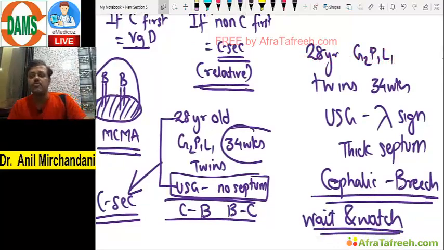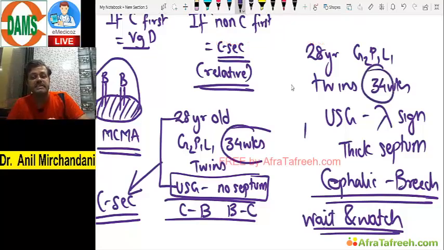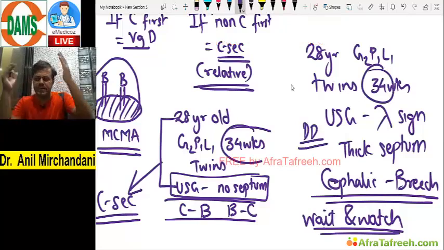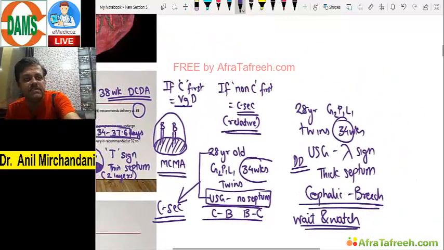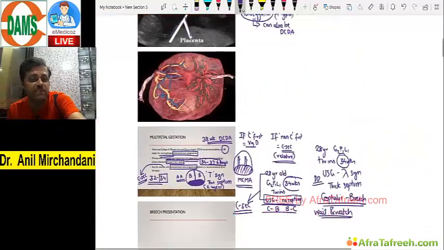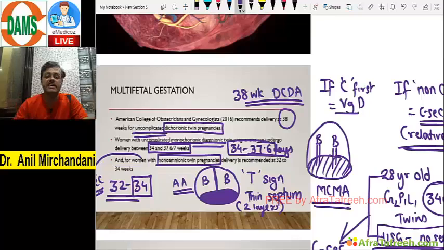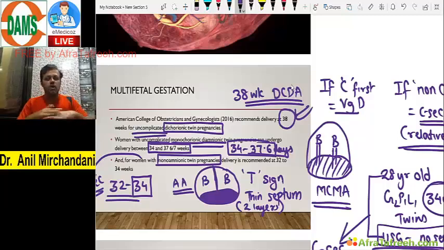What if you're waiting and watching in this patient at 34 weeks, DCDA, dichorionic diamniotic? Why are you waiting and watching? Because the first baby is cephalic, you can attempt vaginal delivery. What is the deadline till which you can wait and watch? The deadline for DCDA is 38 weeks. Then what are you supposed to do? Your answer would be induction of labor. At 38 weeks, induction of labor for DCDA.